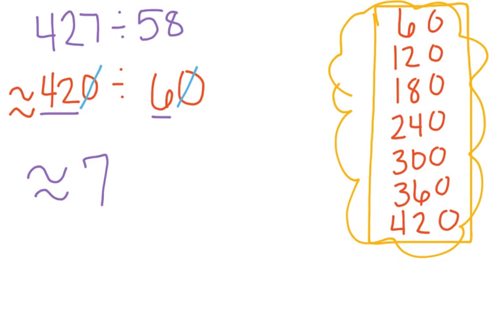So perhaps I ended up with an answer of 8. That would tell me I'm close. But if I ended up with an answer of 72, that's way too far away. Now, I don't know the answer right off the top of my head because today we're only focused on estimating.